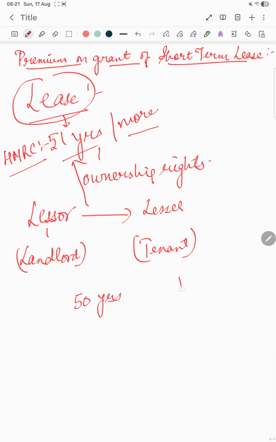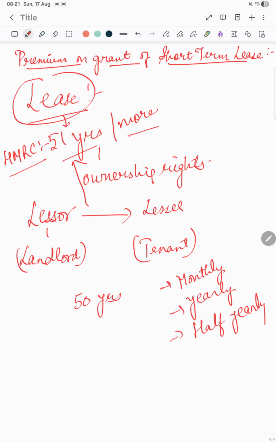Generally, rental income would be received on a monthly basis or yearly basis or half yearly basis also, because if you would have seen the rental agreements, it is mainly 6 months in advance, 1 month in advance, 3 months in advance, 12 months in advance. So that is basic letting out property.